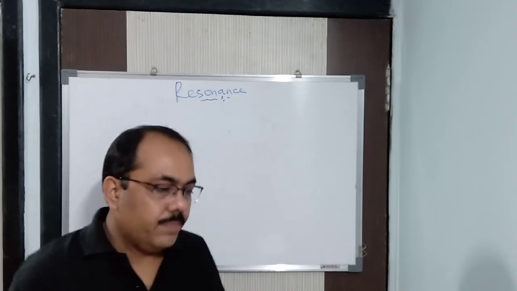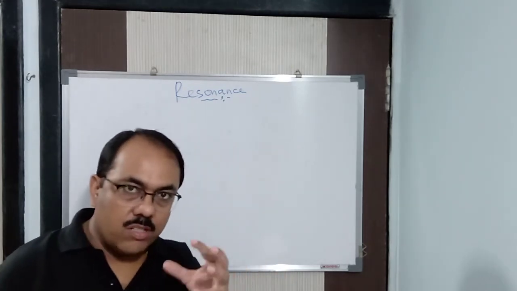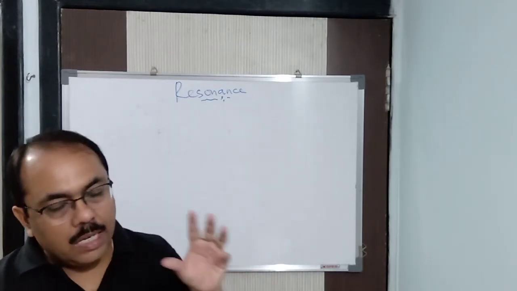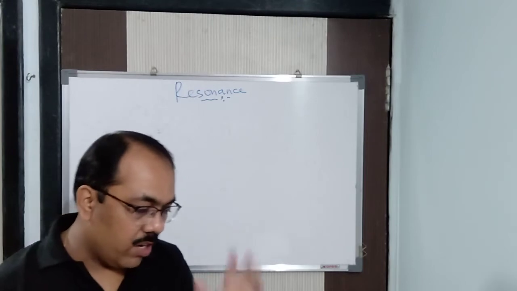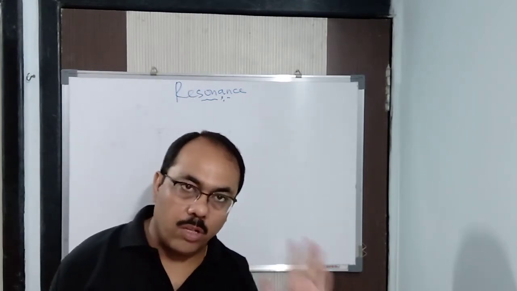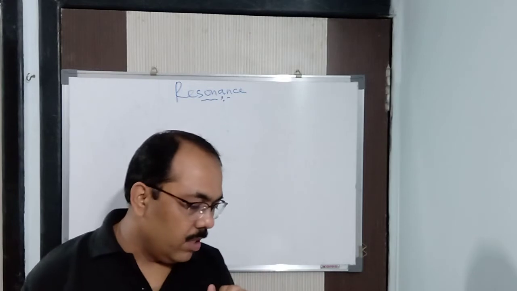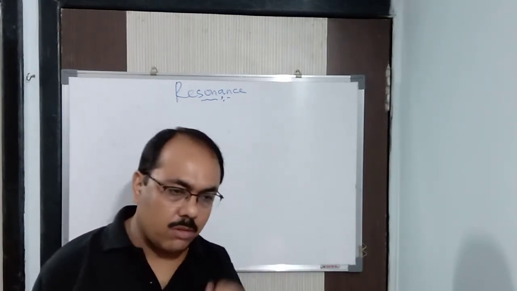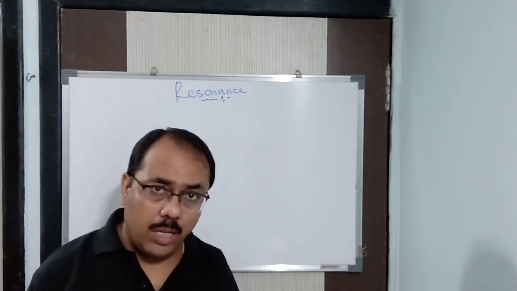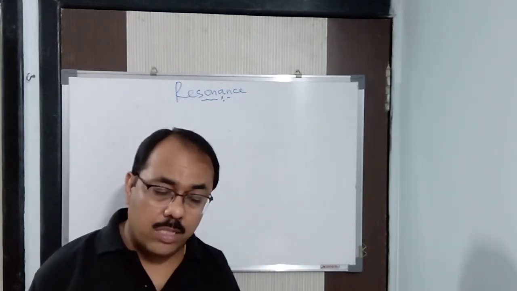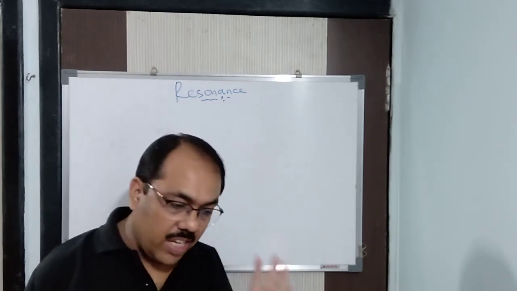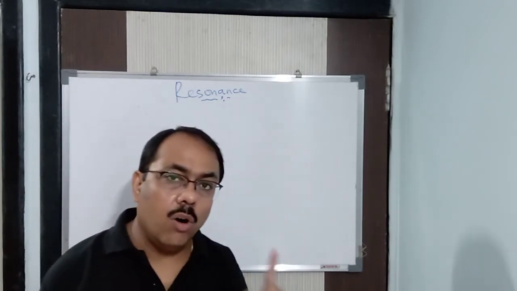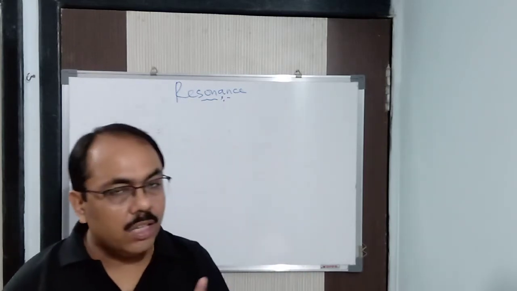Now what is resonance? See, the definition is quite long. In case of certain molecules, a single Lewis structure cannot explain all the properties of the given molecule. Listen carefully, children. In case of certain molecules like ozone, carbon dioxide, benzene, carbonate, sulfate, nitrate, and many others, a single Lewis structure cannot explain all the properties of the given molecule.